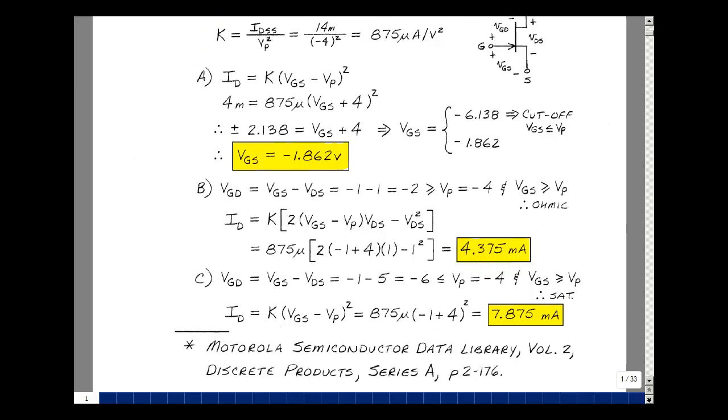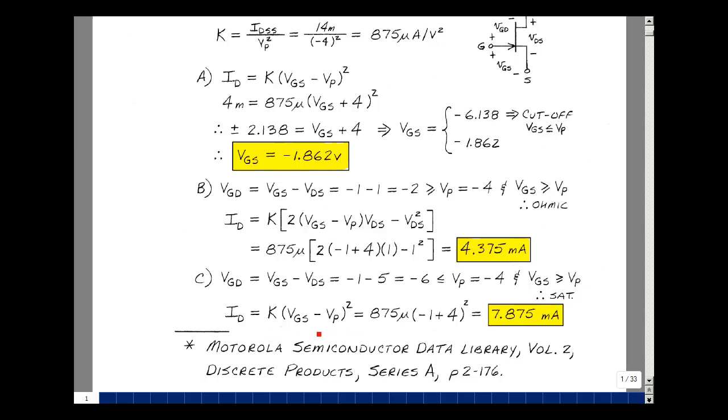And lastly, in part C, we had that the gate source was equal to minus 1, but now the drain source was 5. Our gate to drain is gate source minus the drain source. Minus 1 minus a plus 5 is minus 6. But minus 6 is less than minus 4, or less than pinch-off. And our gate to source is equal to minus 1, which is greater than minus 4. We're in the current saturation region, or just the saturation region like we were in part A.